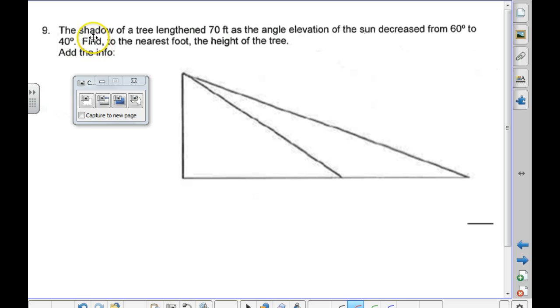Okay. The shadow of a tree lengthened 70 feet as the angle of elevation of the sun decreased from 60 degrees. So he was looking up at the sun, 60 degrees at the end of the shadow, and then he walked out to the end of the shadow here, and it was 40 degrees. So the sun was going down lower, and the shadow increased 70. We're supposed to find the height of the tree here. Any ideas?